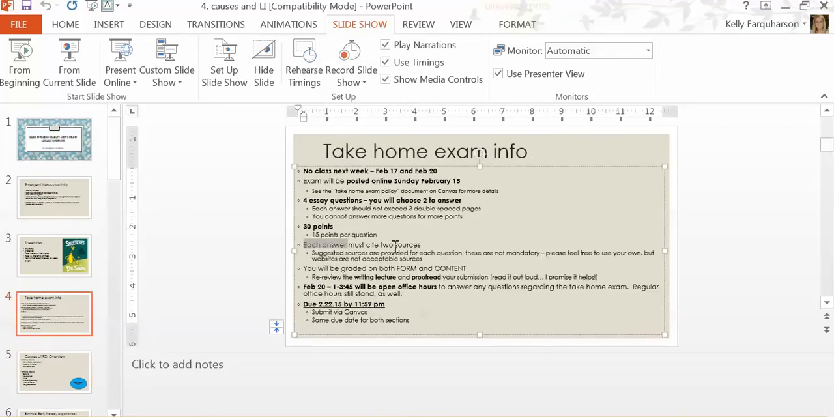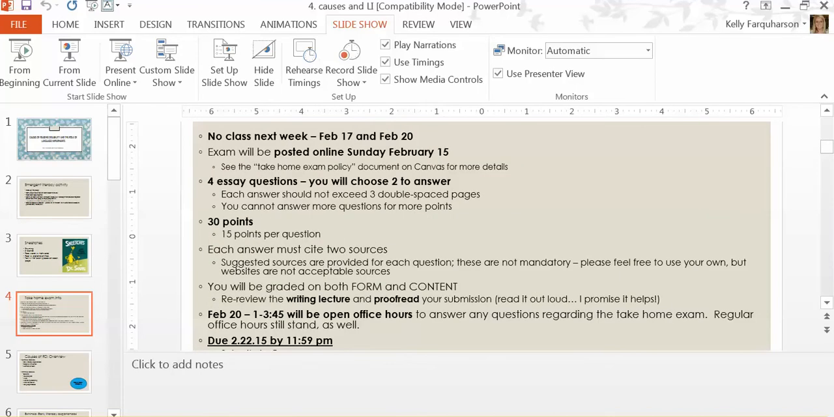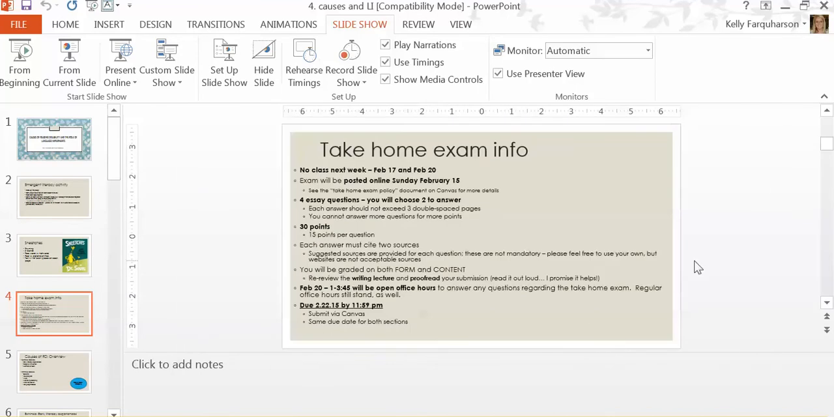Each answer must cite 2 sources. For each question that I have posted, I give you 2 suggested sources, so places where you would find that information. It's not required that you use those specific sources. You can use anything you'd like. Let me zoom this in a little bit maybe. They're not mandatory to use. Please feel free to use your own, but websites are not acceptable. So like thespeechmom.com or something like that is not acceptable.